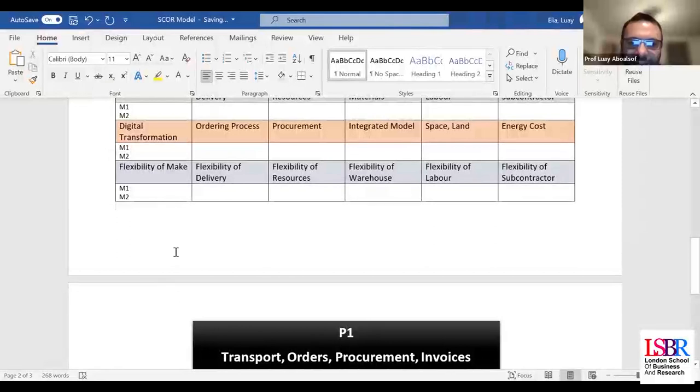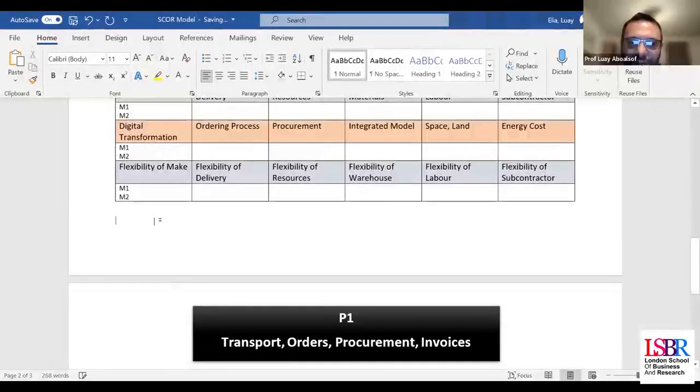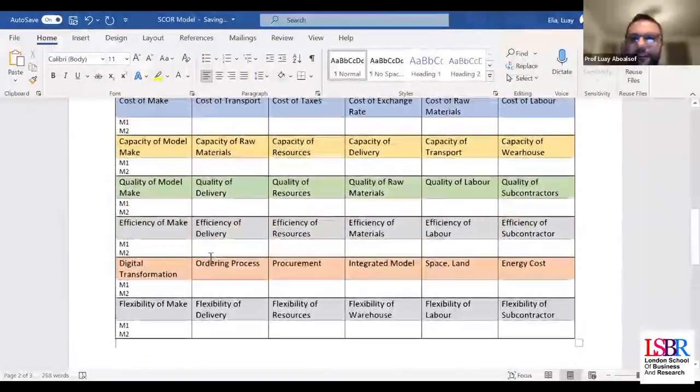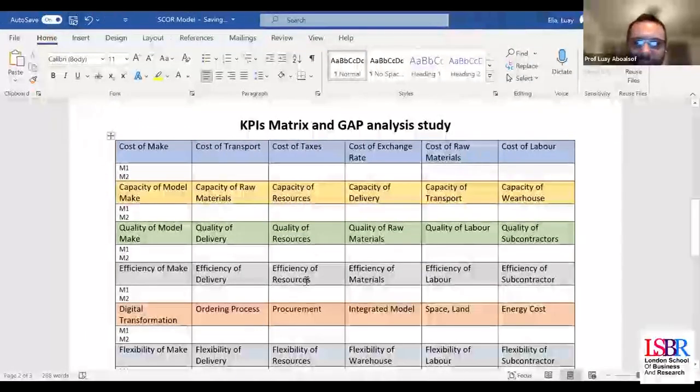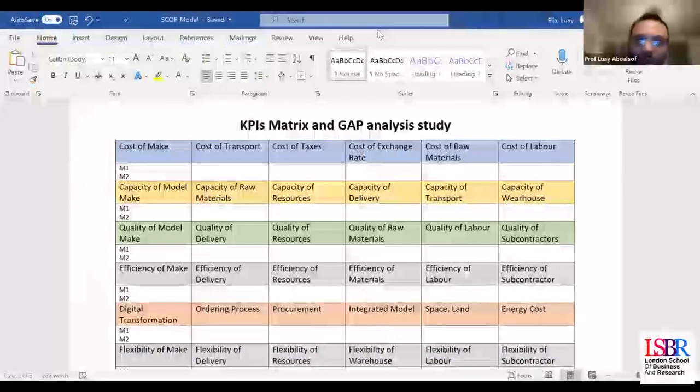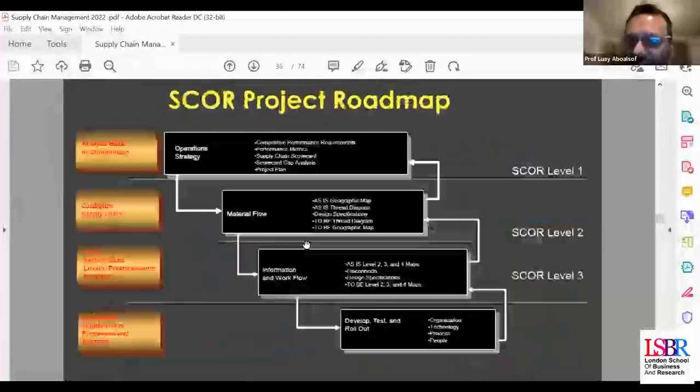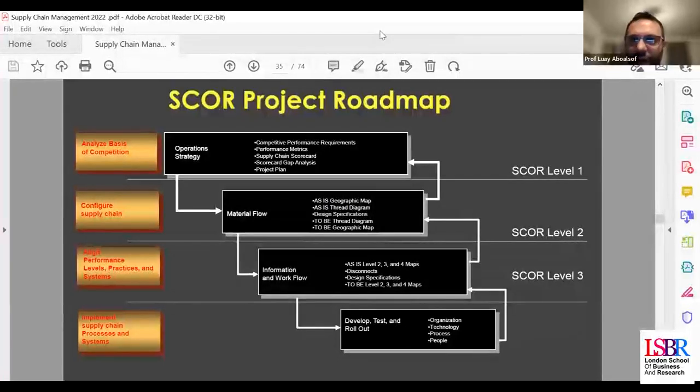So that really now gives you a full indication of what things we need to study in the gap analysis. And they are there again for you. Everything is on the slides given to you as well. So I think we pretty much have covered everything.